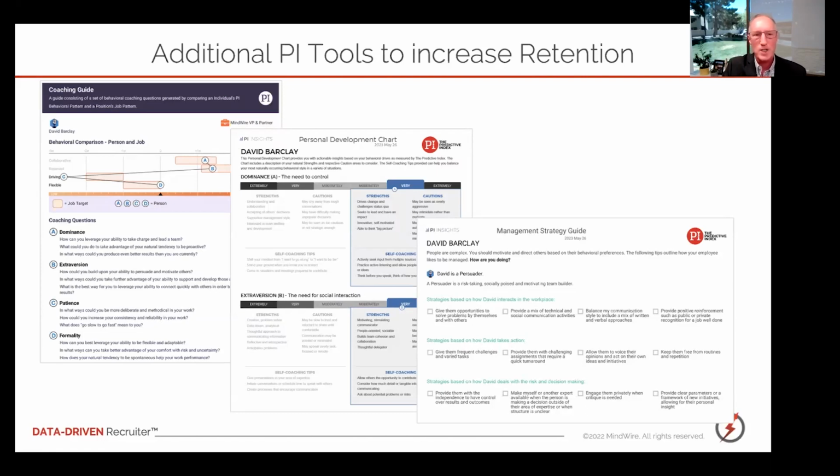So just to kind of remind you that once we actually have that standard of excellence, that job target in place, not only can we attract the right candidate, but once we've gotten them on board, we can better engage, help managers build trust. Something to have you harken back to, a few months back, we did a webinar on onboarding using PI tools. If you didn't catch that, you'll want to get with your MindWire rep and get some more details on it.